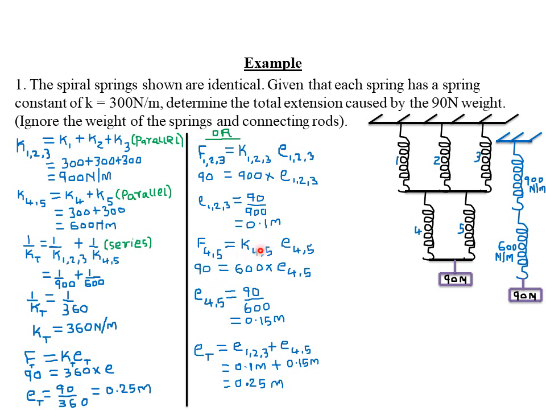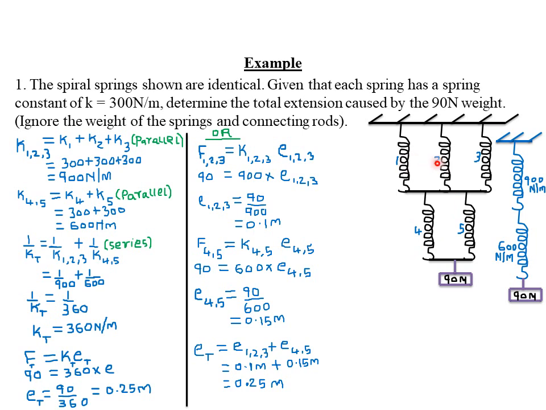Then the spring constant due to 4 and 5, we had already obtained it somewhere. It is here. It was 600 Newton per meter. So that means 90 is equal to 600 times E, that is the extension due to springs 4 and 5. If I make E 4 and 5 the subject of the formula, I'll divide both sides by 600. Therefore, I have E 4 and 5 being equal to 90 divided by 600. On simplification, you will obtain 0.15 meter. So that is the extension due to 4 and 5.